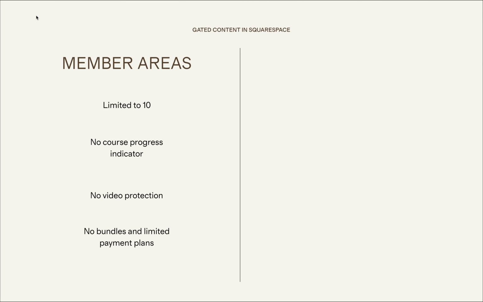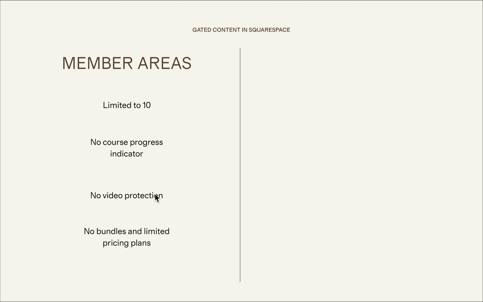Second, there was no course progress indicator. That means a student cannot keep track of the lessons that they have already completed. Third, there was no high-level video protection. That means those who are knowledgeable in grabbing the embed code of a video can actually grab that link and open it anywhere or download the video altogether.